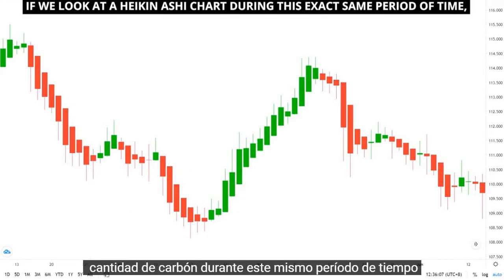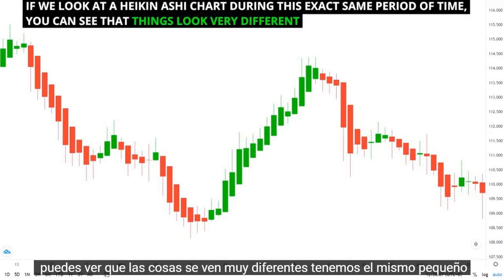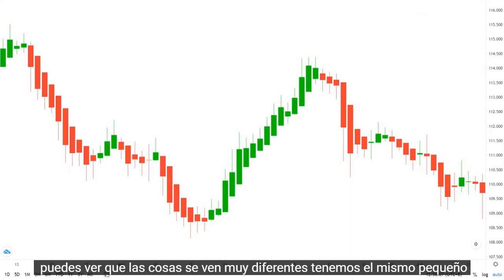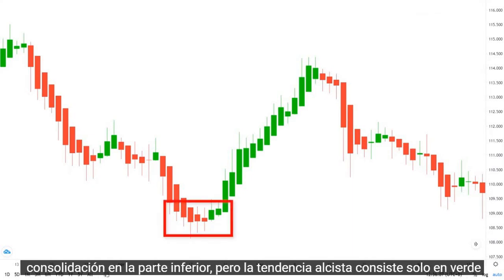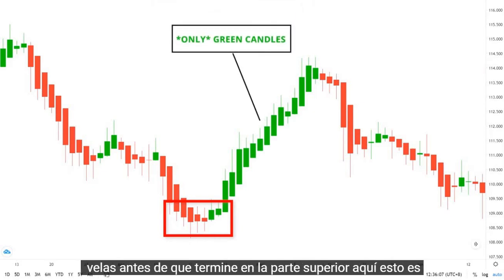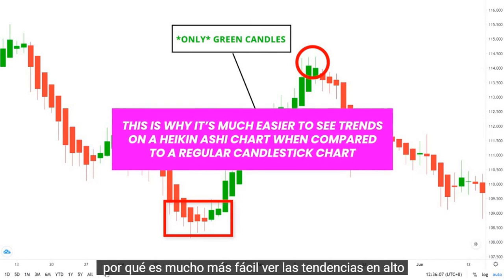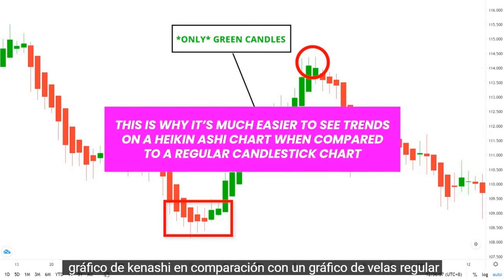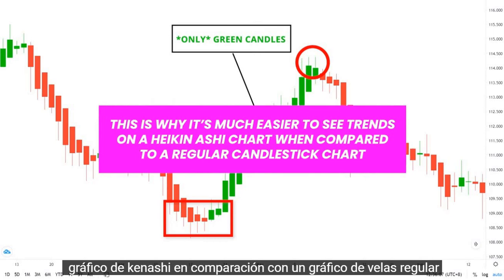However, if we look at a Heiken Ashi chart during this exact same period of time, you can see that things look very different. We have the same small consolidation at the bottom, but the uptrend consists of only green candles, before it ends at the top here. This is why it's much easier to see trends on a Heiken Ashi chart when compared to a regular candlestick chart.